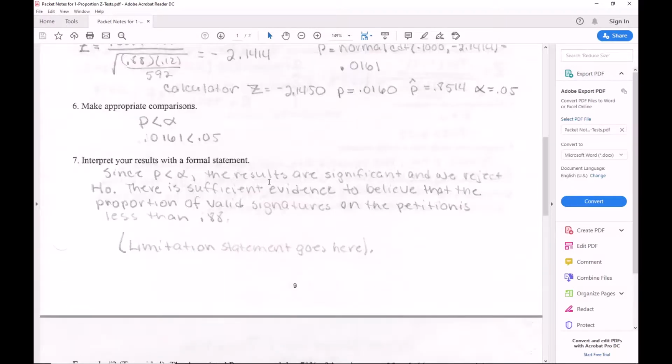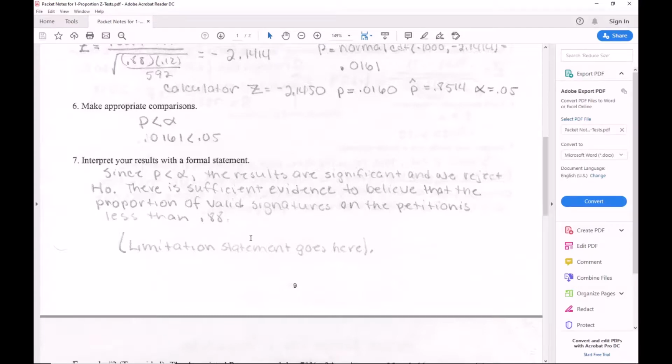So here is the script for your rejection. Since p is less than alpha, right, you do that comparison, the results are significant. That's important to say. And we reject H0. So one sentence, three things: compare p to alpha, say if it's significant, and then say what you're going to do about it. Then you can finish up with something in context. There is sufficient evidence to believe that the proportion of valid signatures on the petitions is less than 0.88, and you can say 88% because that's the way they were communicating it in the problem.